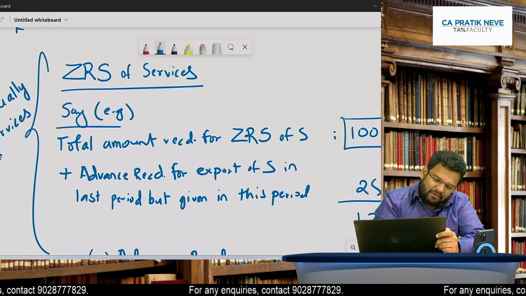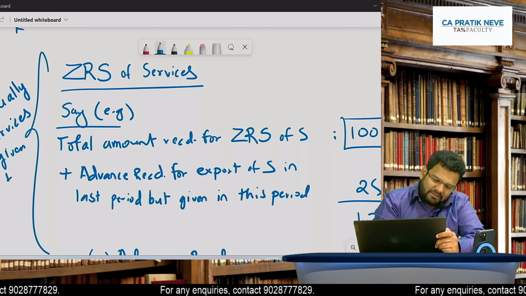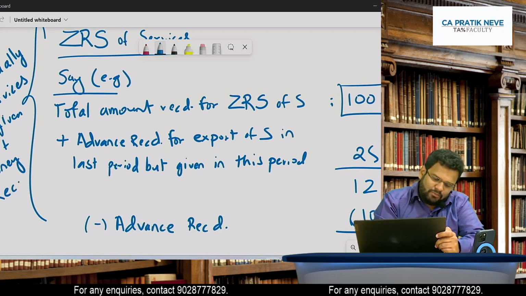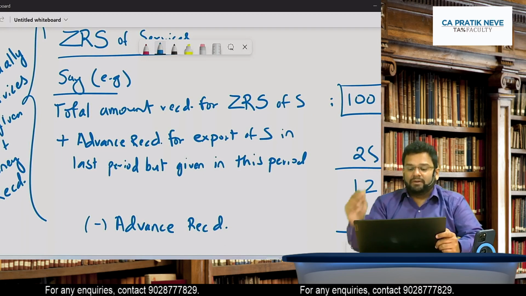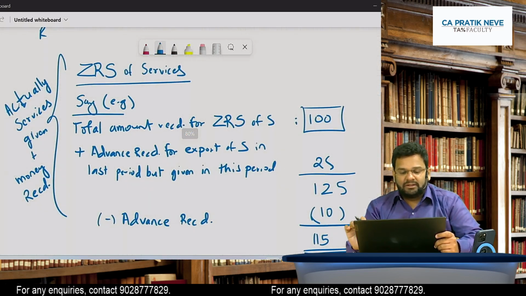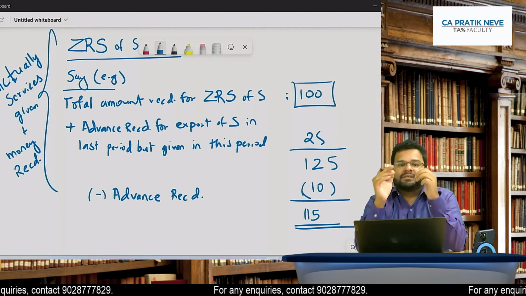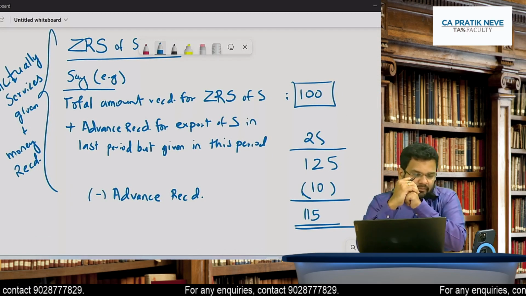Services given plus money received. Agreed? When both of these happen, then only they will call it zero rated supply of services. I hope, Pratiksha, it is clear now. Good.